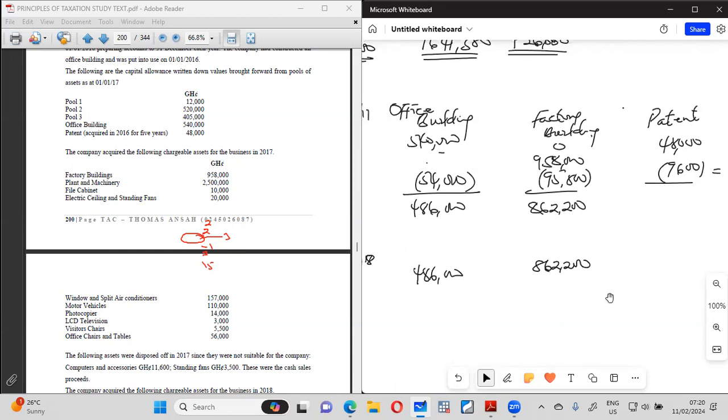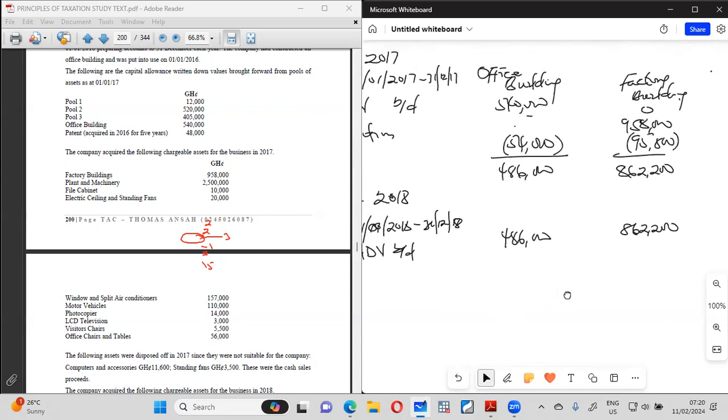Then we have 48 minus 9.6. So that one too gives me 38,400. So basically that is that. Then I'm through. All right. So the next one, my depreciation.